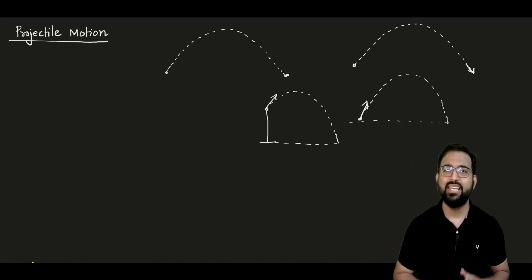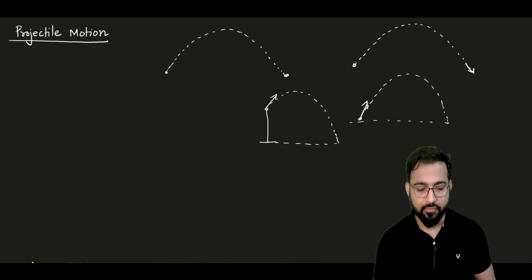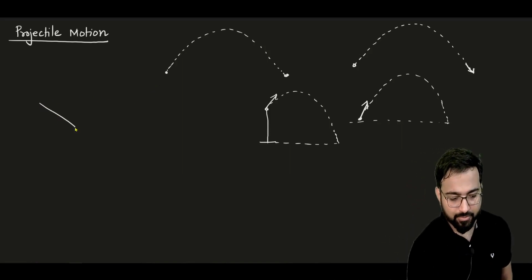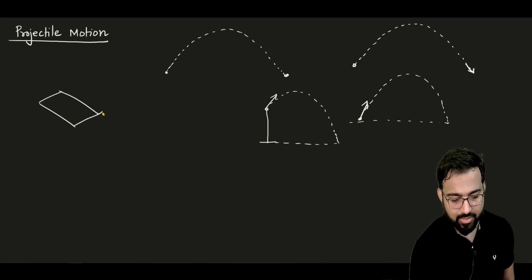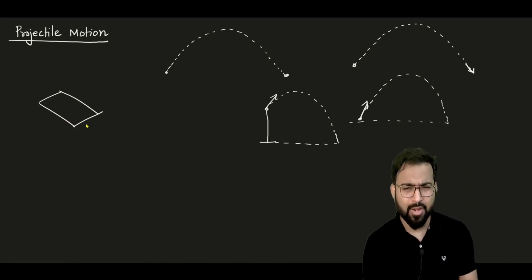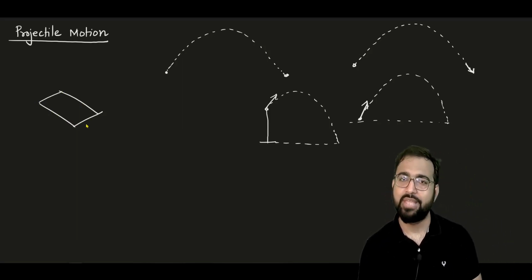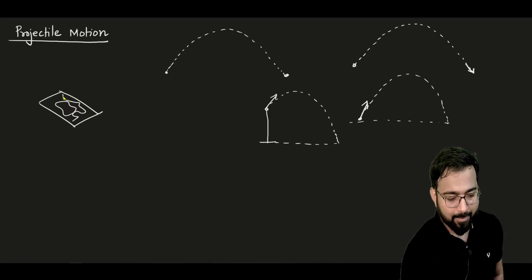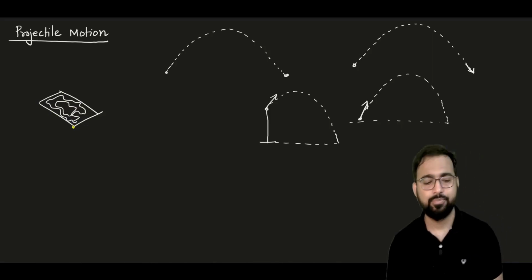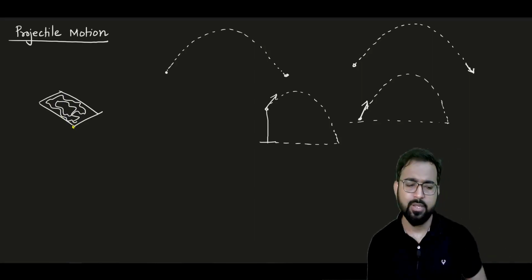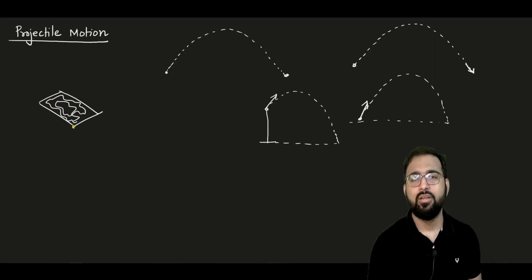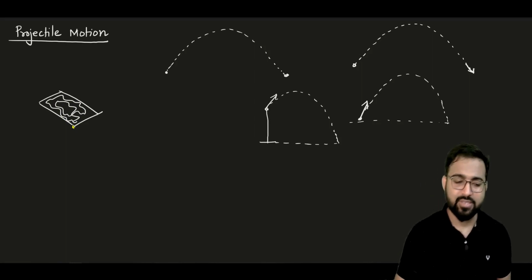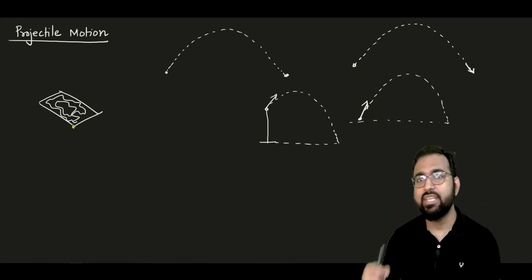2D motion is motion in a plane. Whenever the entire motion can be captured in a particular plane, or a piece of paper, if you put it that way, if the entire motion of the body can be kept in this particular plane, this plane can have any possible orientation. That is called a 2D motion, and projectile motion is a special case of 2D motion.